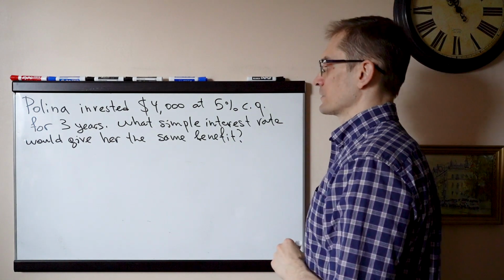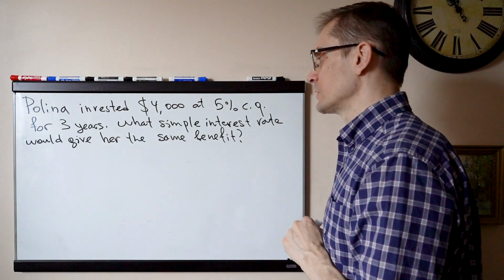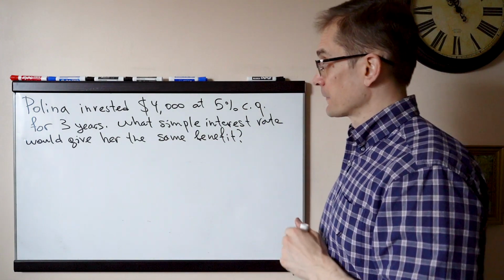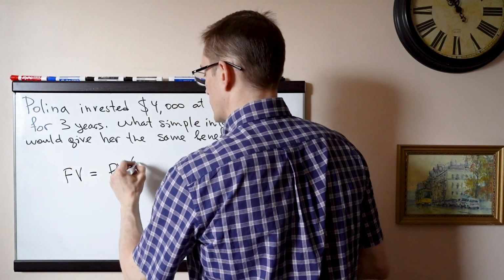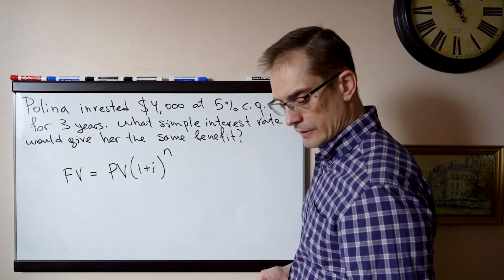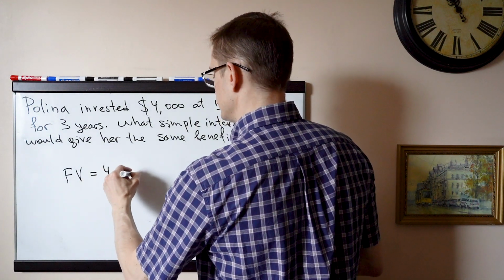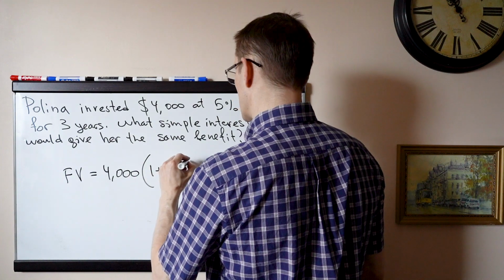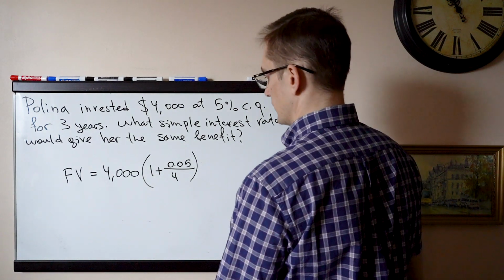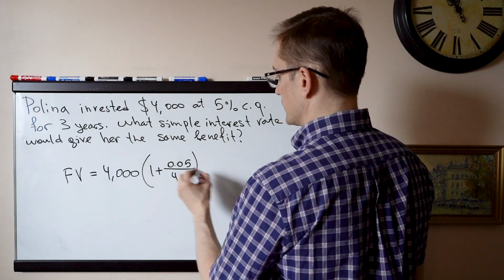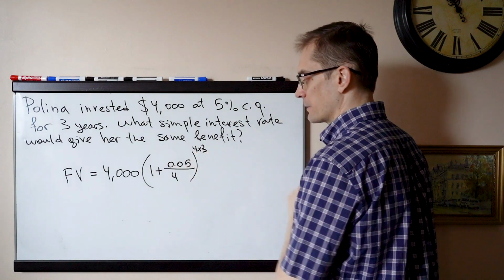So Paulina invested $4,000 at 5% compounded quarterly for 3 years. What simple interest rate would give her the same benefit? Now, future value is present value times (1 plus i) to the n, right? So in this case, we know the present value. It is $4,000 invested at 5% compounded quarterly, so we divide it by 4 because there are 4 quarters in a year. And then it's 4 times 3 because there are 4 quarters in a year and there are 3 years.